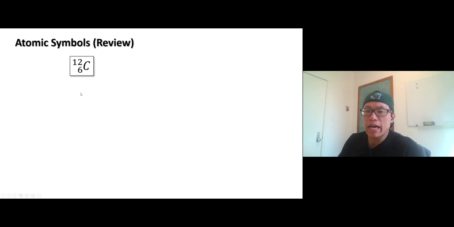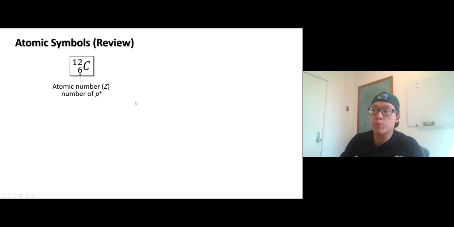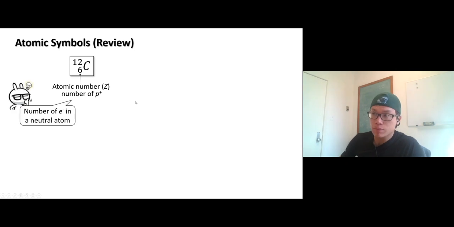All right, so since nuclear reactions deal with stuff in the nucleus, let's review atomic symbols, or the symbols that we use to represent what's inside the nucleus. First of all, we have the atomic number, which represents the number of protons, and also the number of electrons in the neutral atom. So in a neutral atom, the number of protons and electrons are the same. Then we have atomic mass, which is the number of protons and neutrons combined.